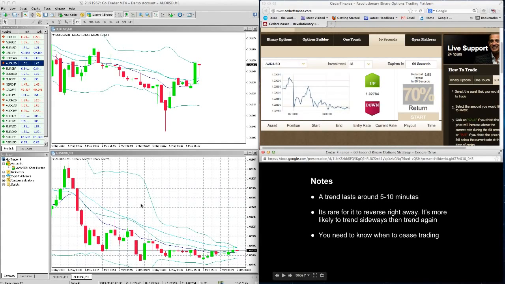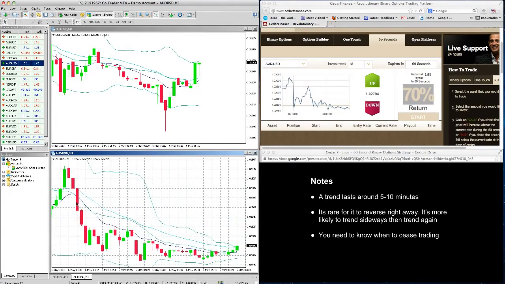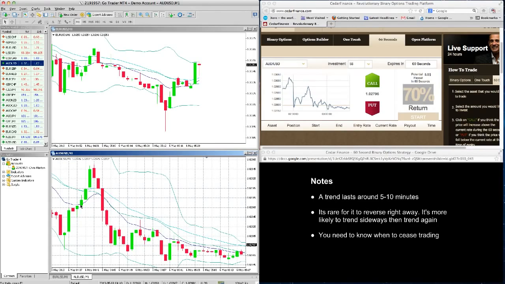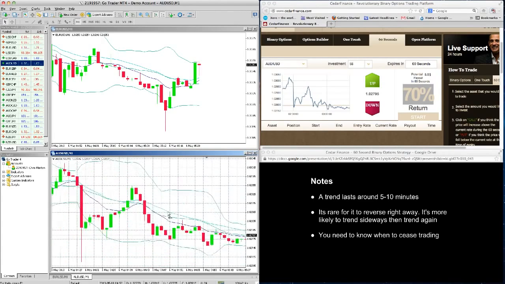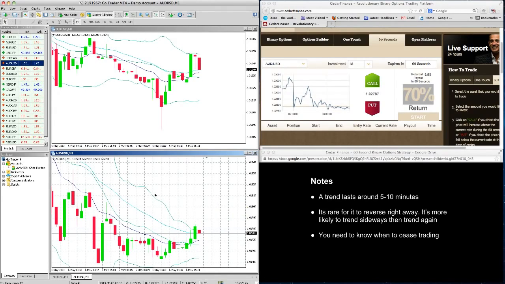Some notes is that trends typically last between 5 to 10 minutes. So here you've got 1, 2, 3, 4, 5, that's a 5-minute period. If we scroll back a bit, you can see on that green one, I've just got a setting there. On that green one here it was 1, 2, 3, 4 minutes, but even less going back further. Yeah, it was about 5 minutes.